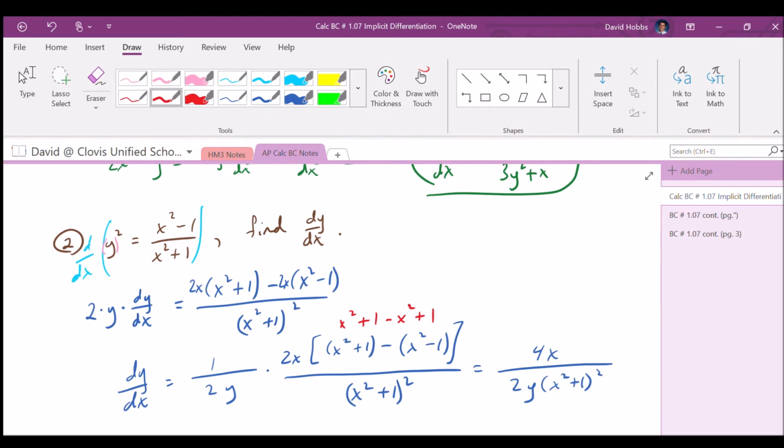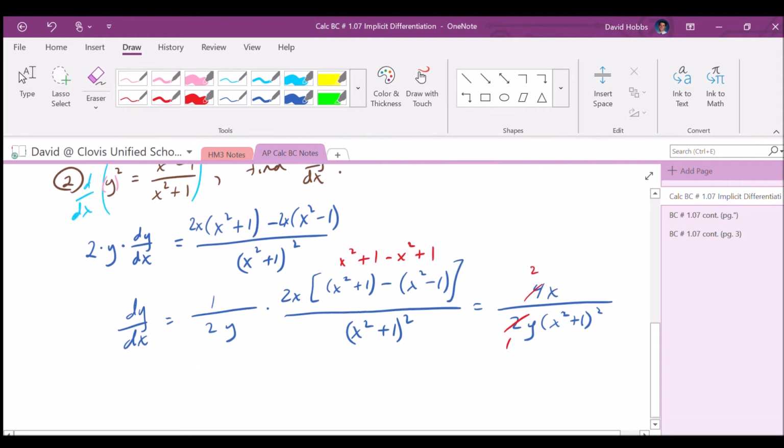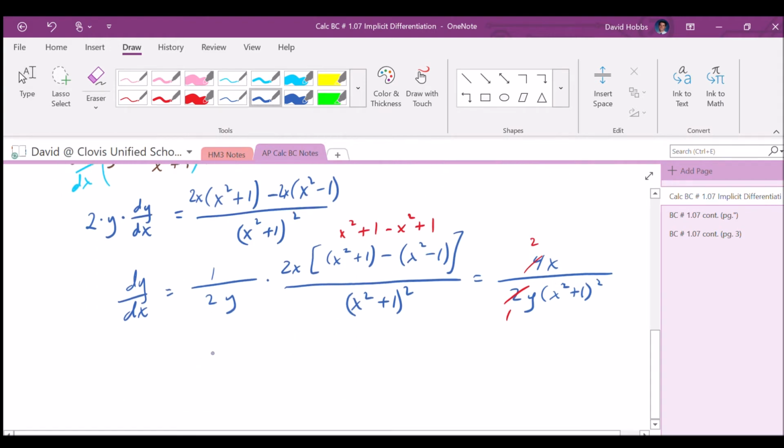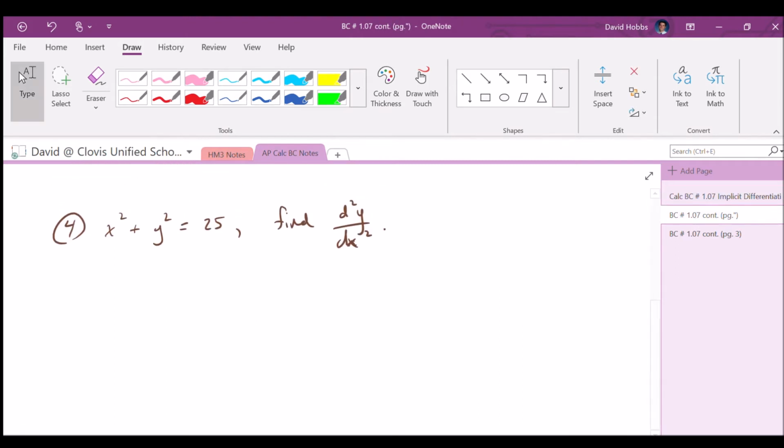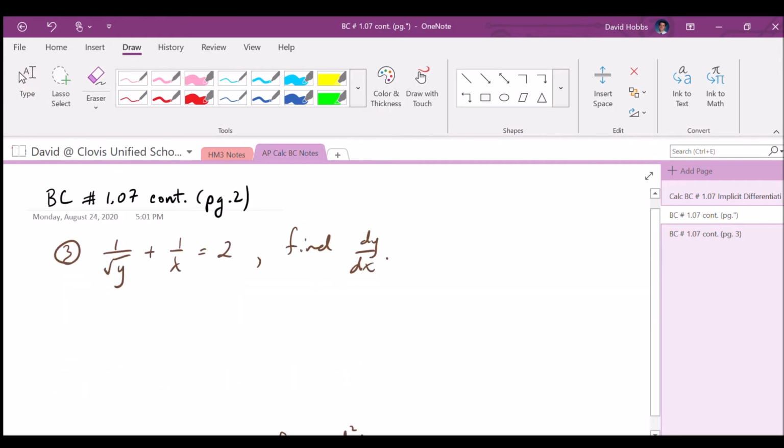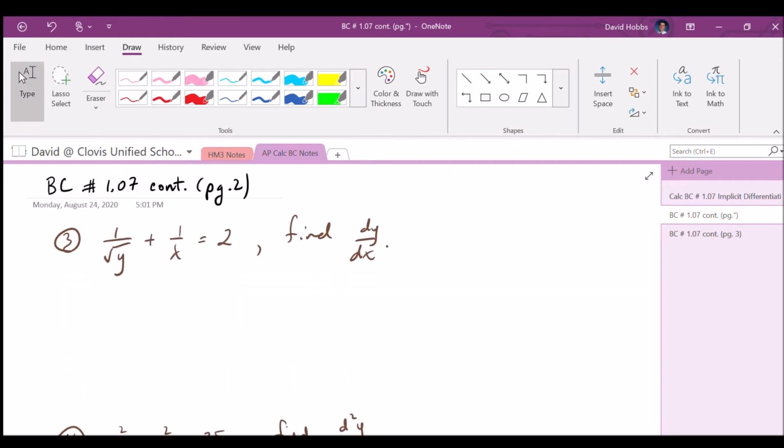Okay, and now 4 times x over 2 times y times x squared plus 1 quantity squared. The 2 goes into itself once and the 2 goes into 4 twice. So final answer, dy dx equals 2x over y times x squared plus 1 quantity squared. Okay, problem number 3. Sorry, here's problem number 3.